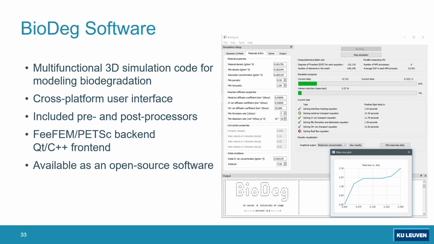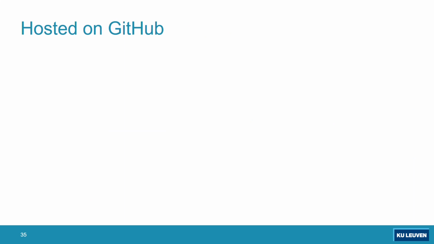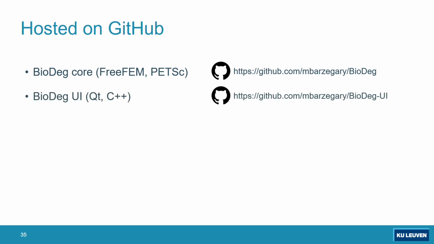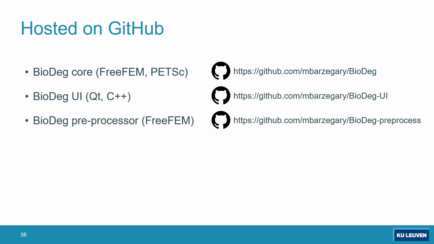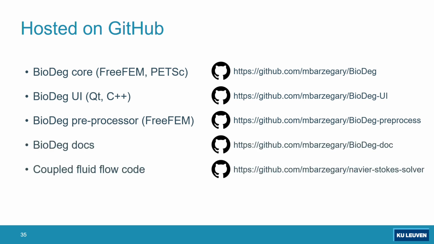And all the tools that I use in this research are open source, making it possible for anyone else to grab the code and reproduce the results. And all the things that I showed you are hosted already on GitHub, including the core models, including the degradation, the tissue growth, and the fluid flow, the perfusion. It's called the core, and then the UI is also available on GitHub, and the preprocessor and postprocessor, the documents, also the theories, and then also the coupled fluid flow solver. These are all available on GitHub to be used by anyone else.